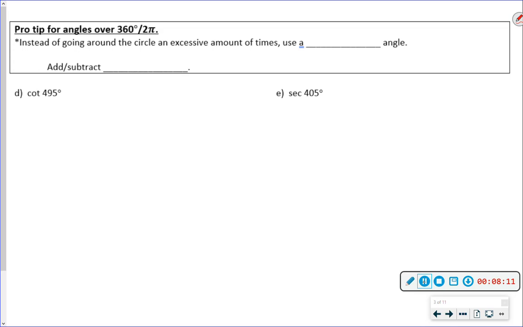So my pro tip, of course, I would use a coterminal. There's a good vocab word for us. I would use a coterminal angle. This is a throwback to the first section. How do you find coterminal angles? You add or subtract 360. Save yourself a little bit of trauma, right?